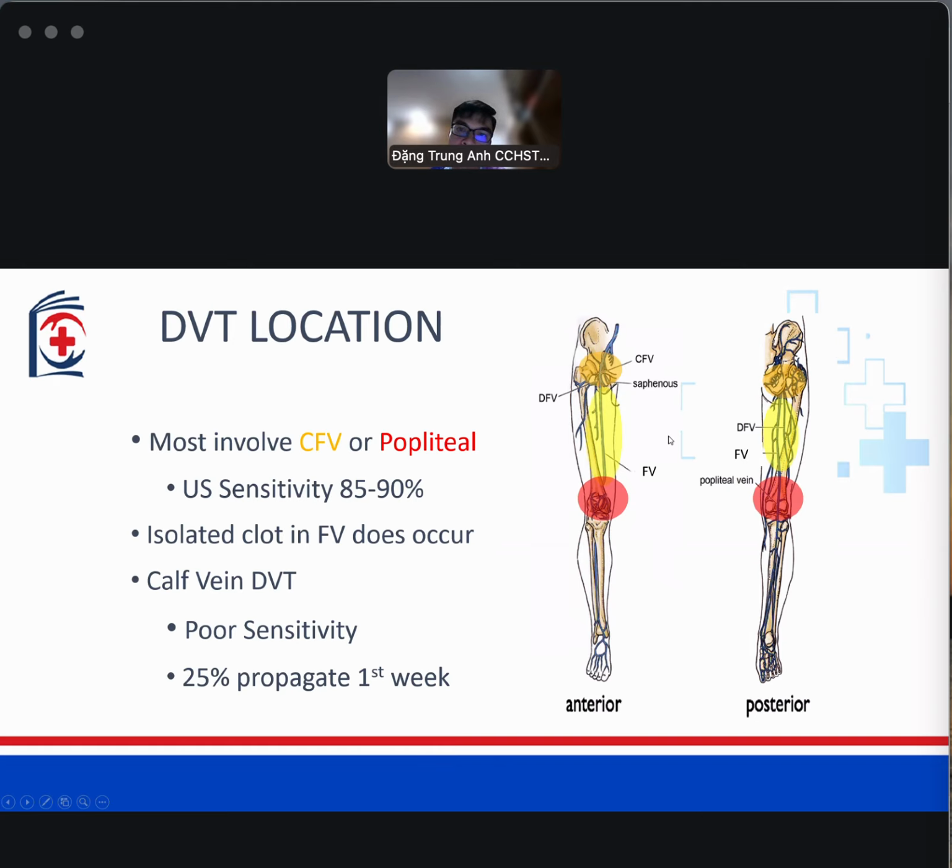If we do compression ultrasound in the Stephanos position and popliteal position, we can find almost 95% of the patients who have DVT. But we should note that an isolated clot in the FV does occur. So if the patient has only isolated DVT in the FV, and we do the compression bedside ultrasound only in the Stephanos position and popliteal position, we cannot find the DVT.